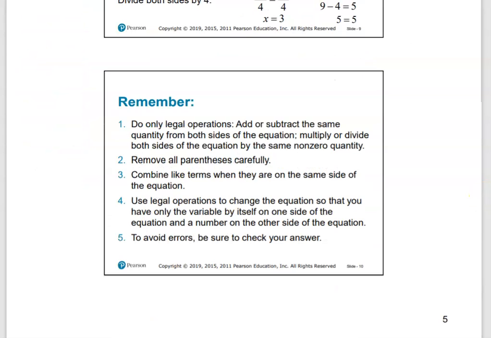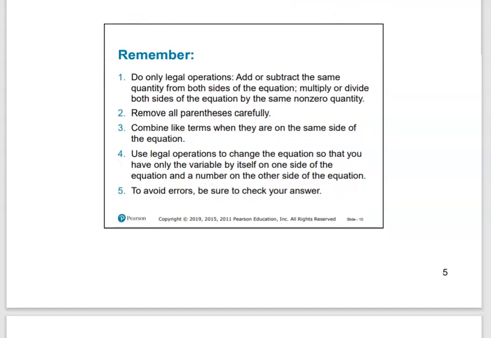Remember, do only legal operations. Add or subtract the same quantity from both sides of the equation. Multiply or divide both sides of the equation by the same non-zero quantity. Remove all parentheses carefully. Combine like terms when they are on the same side of the equation. You use legal operations to change the equations so that you have only the variable by itself on one side of the equation and a number on the other side of the equation. To avoid errors, be sure to check your answer.